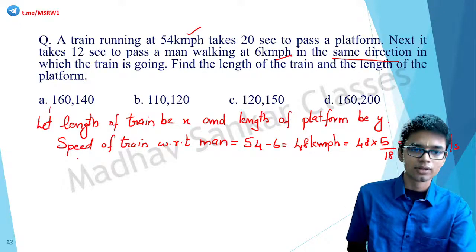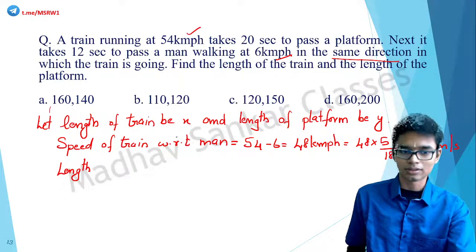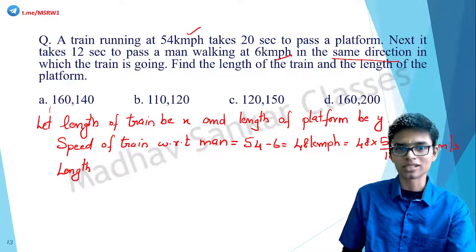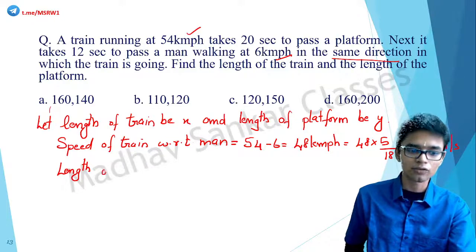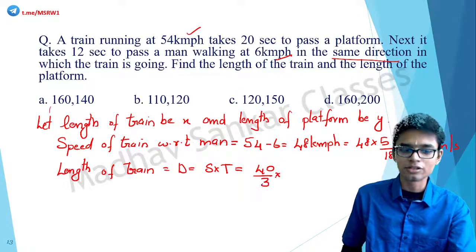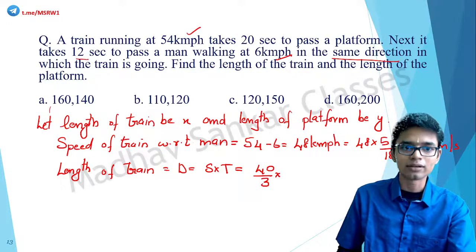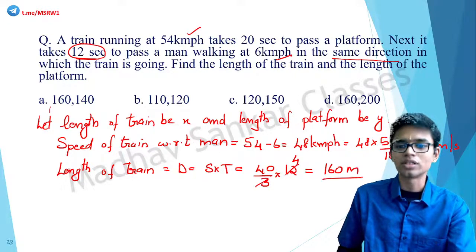Okay, now length of the train. So we got the relative speed. Okay, time is given in the question. So distance is equal to speed into time. So length of train is equal to speed into time, which is 40 by 3 into what is the time taken to cross the man? 12 seconds. So it is 12, which is equal to 160 meters. So this is the length of the train.